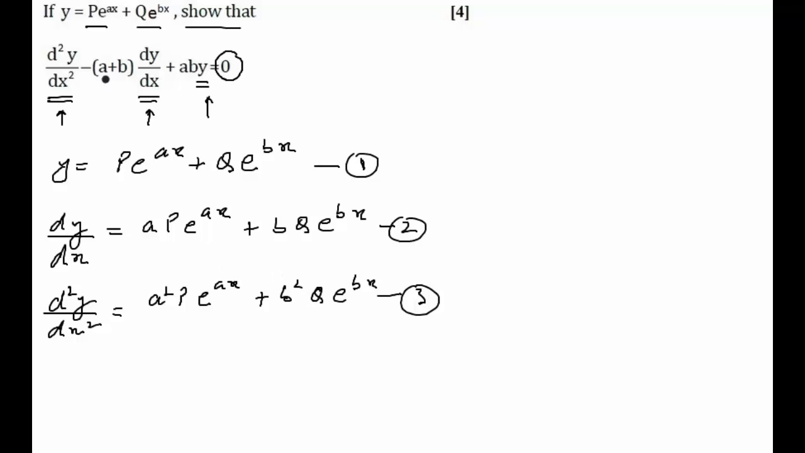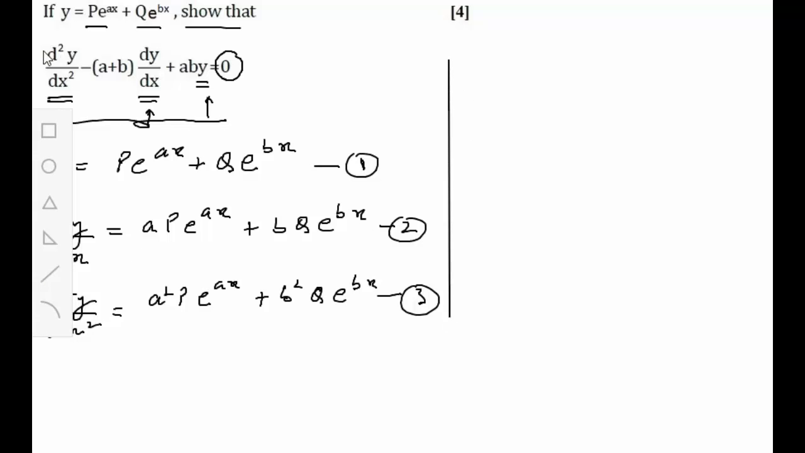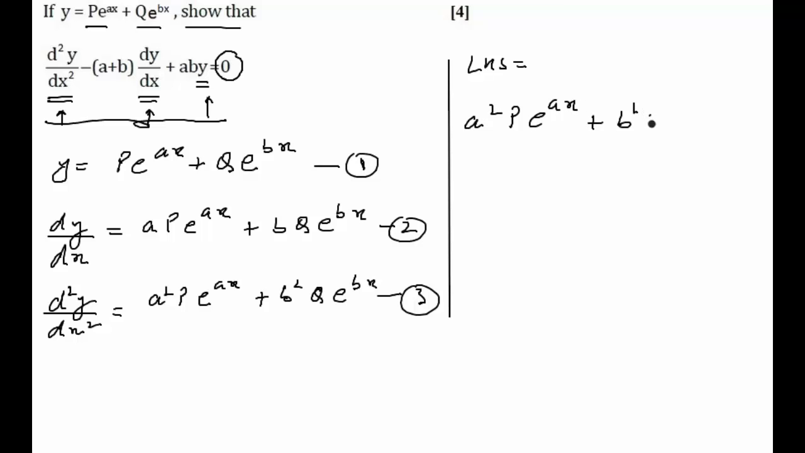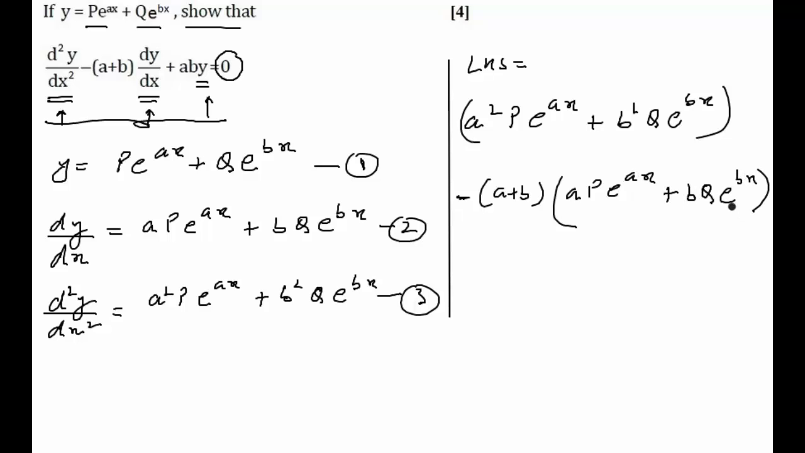So from this, I am just substituting everything in my LHS, which I have to prove. Okay, so what will happen? Let us consider this. d2y by dx square I have to take as it is. So I am just considering my LHS portion. It will look like this: a square into p into e to the power ax plus b square into q into e to the power bx minus (a plus b) into dy by dx. Now dy by dx is a into p into e to the power ax plus b into q into e to the power bx, and the last quantity has to be a into b into y.